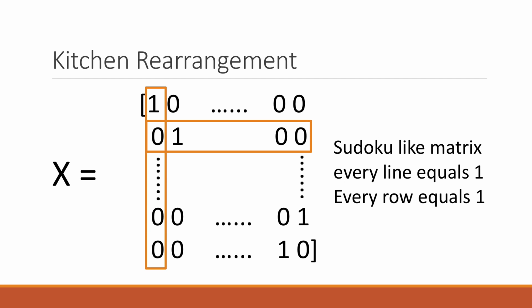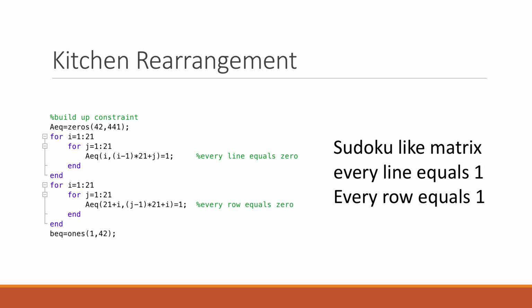Then I start to build the constraint function. The constraint for the X matrix is that every line equals 1 and every row equals 1. So I write two loops to set up the constraints for the lines and for the rows. Then I can start to optimize it.